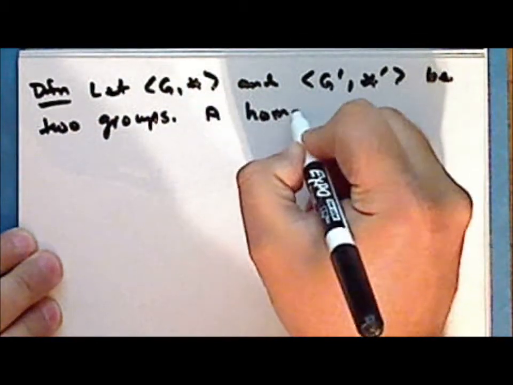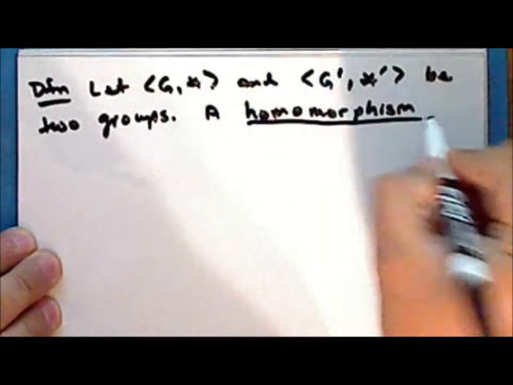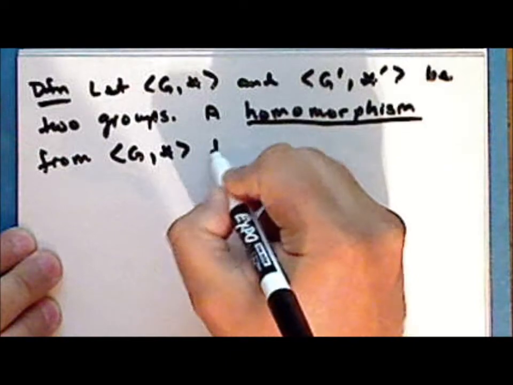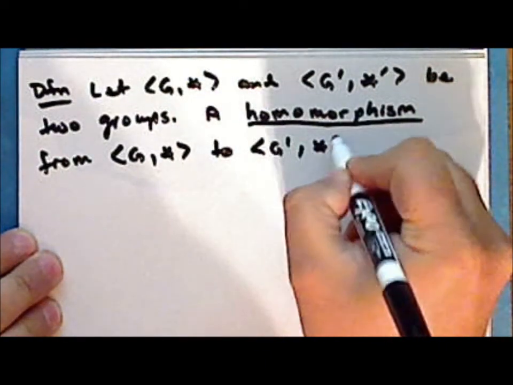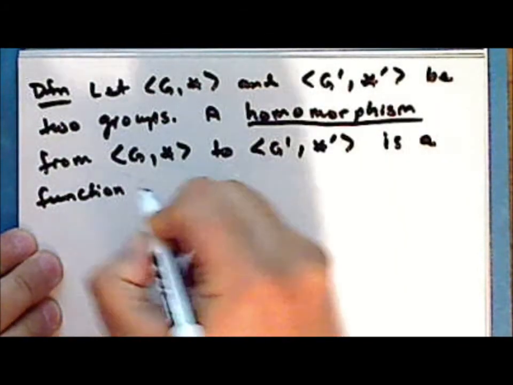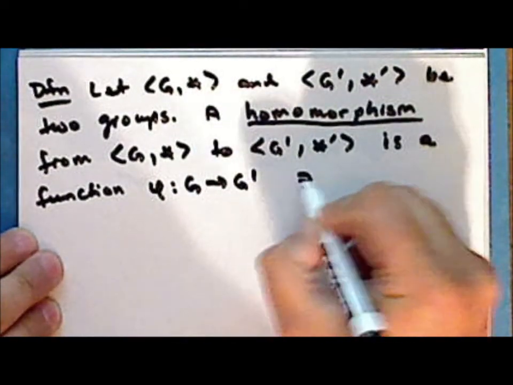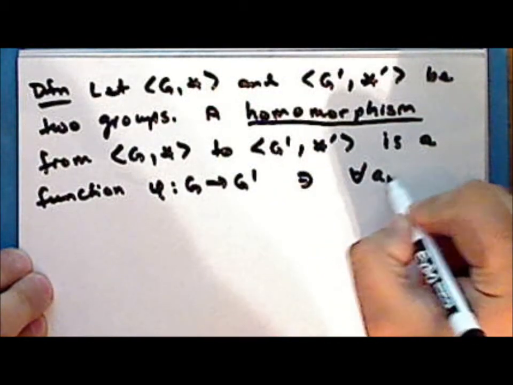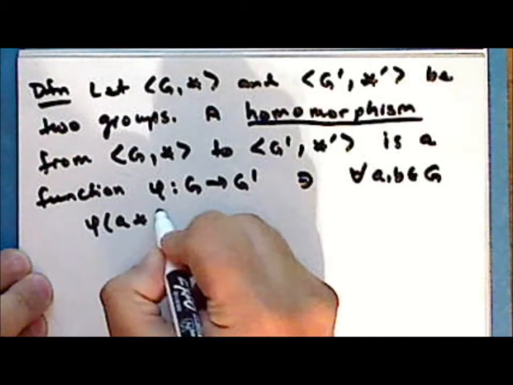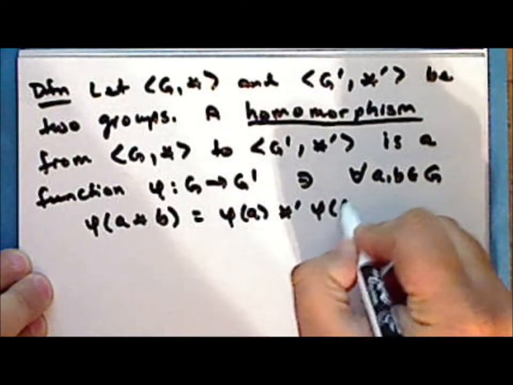A homomorphism from the group G with the operation star to the group G prime with the operation star prime is a function, which we'll call phi, mapping the group G into the group G prime, such that for every pair of elements A and B in the group G, we have that phi of A star B is the same as phi of A star prime phi of B.